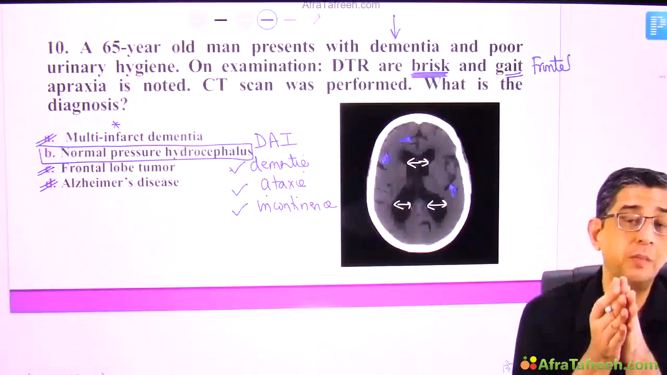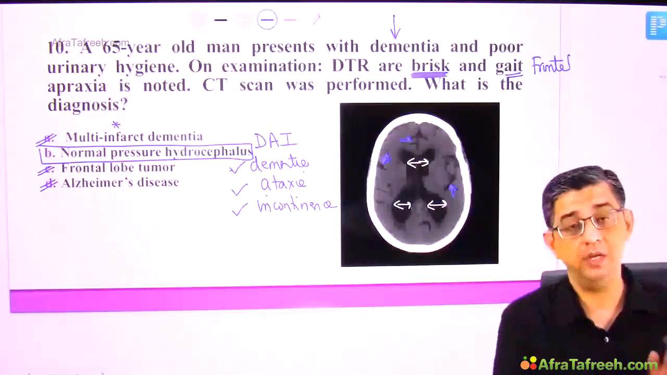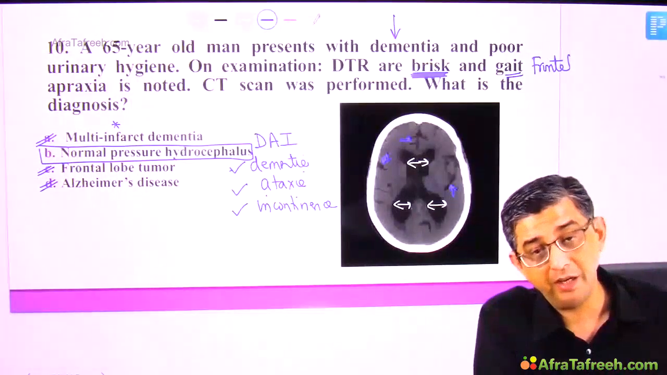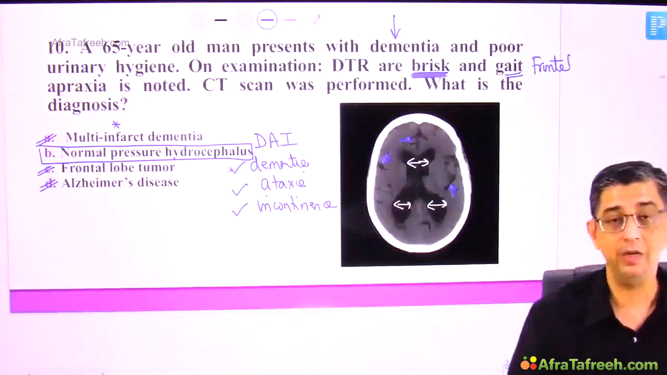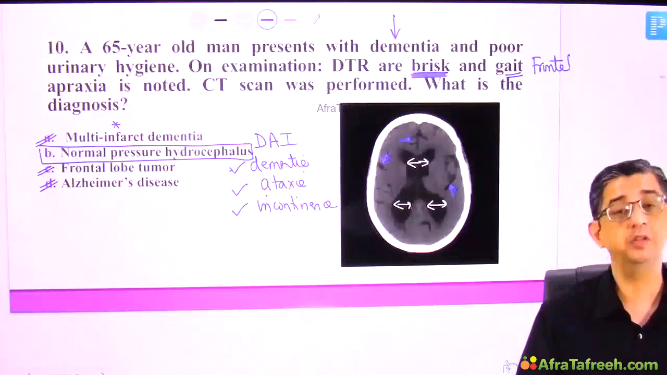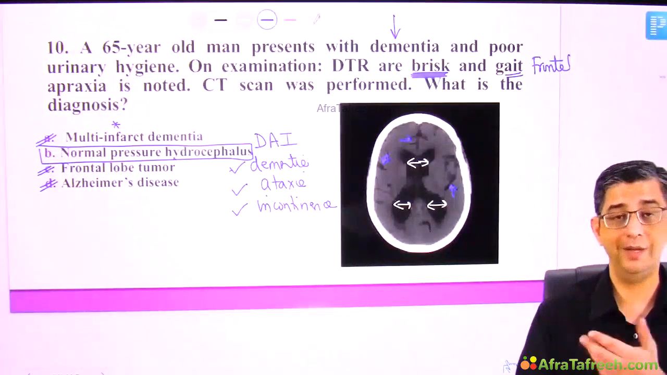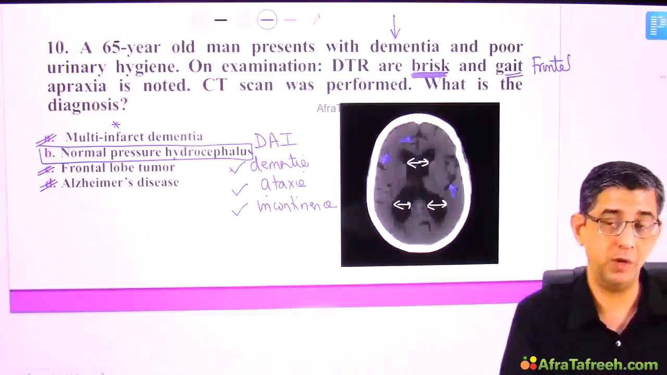First of all, you need to remember the triad present here: dementia, ataxia, and incontinence. And second, you need to pick up on the dilated horns of the ventricles in the CT head of this chap, by which you can arrive at the answer to this question. So there are two ways to do it. One, get the triad right. Option number two, use the power of exclusion.